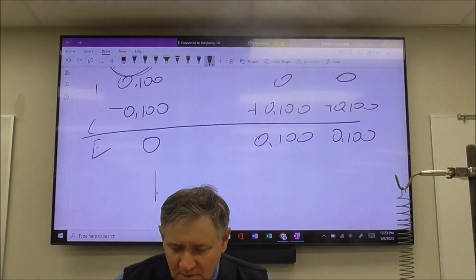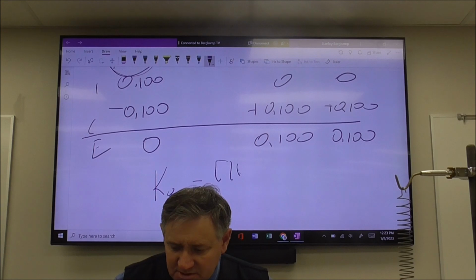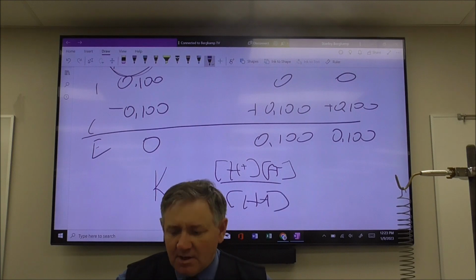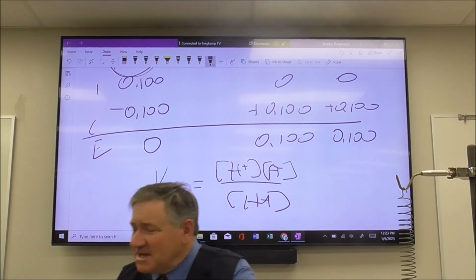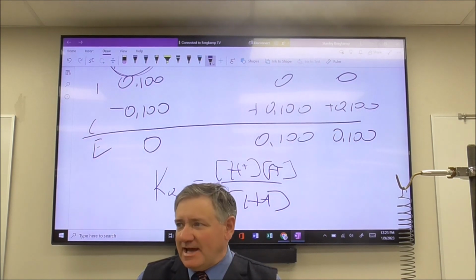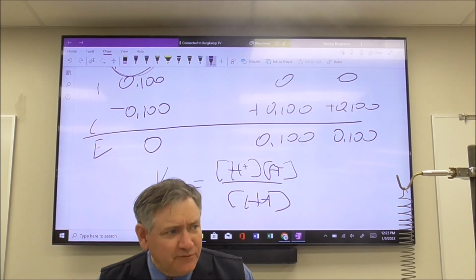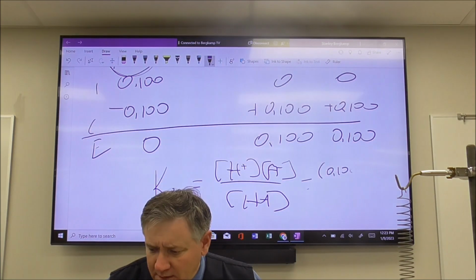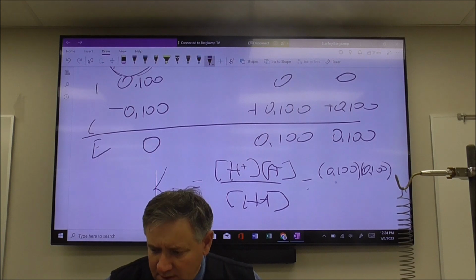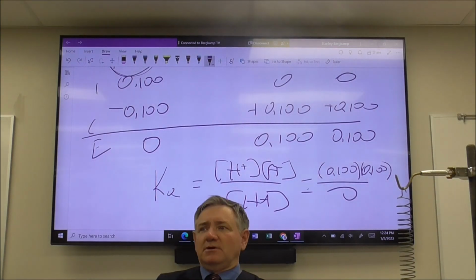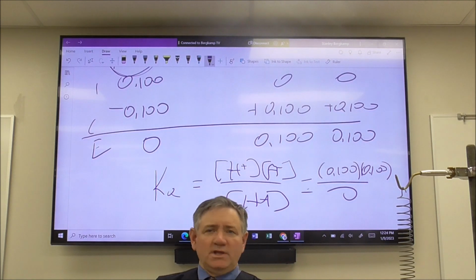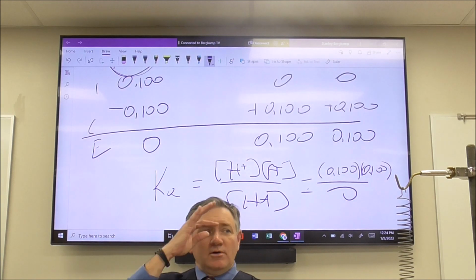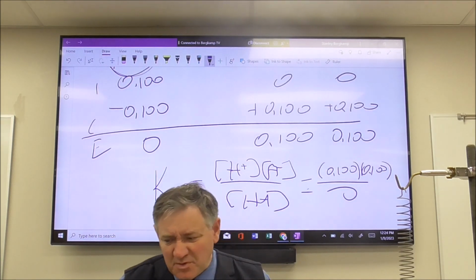Mathematically, if you look at the Ka value, which is your hydronium ion times your anion concentration divided by HA. So even if you wanted to find the Ka of hydrochloric acid, cool, good for you. I'm going to have basically 0.1 times 0.1 divided by 0. What do you get when you divide by 0? Undefined. Undefined.